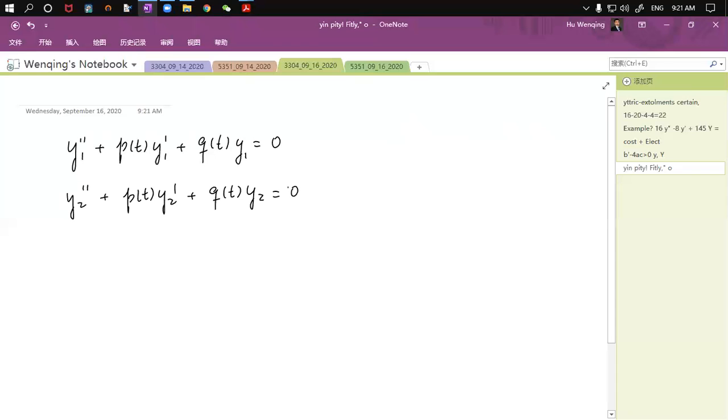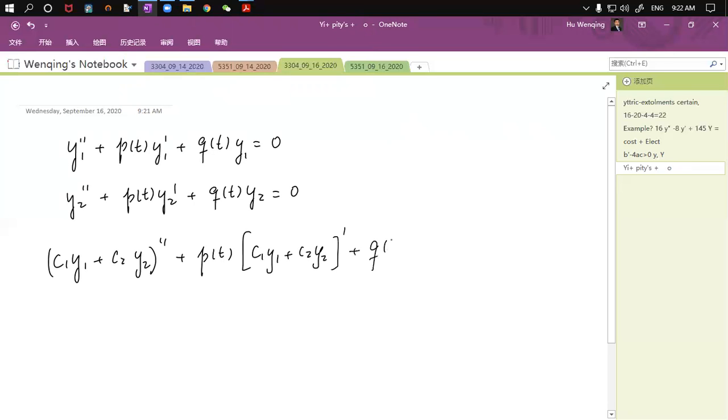Then their linear combination c1 y1 plus c2 y2, when you take the double prime, plus p of t multiplied by the first derivative of c1 y1 plus c2 y2, plus q of t multiplied by c1 y1 plus c2 y2, is just going to be 0. So the solution y of t is a linear combination c1 y1 plus c2 y2 of y1 and y2.